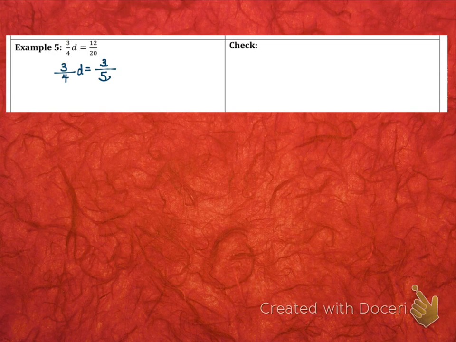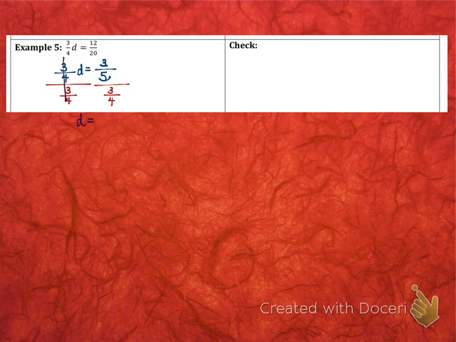Now, in between the d and the 3/4 is multiplication. To undo multiplication, we're going to divide. And you're going to divide both sides by 3/4. Now this might look pretty gross because you're typing in a fraction divided by a fraction, but just keep in mind you'll have your calculator with this chapter. So you need to get used to the buttons on your specific calculator. When you divide 3/4 by 3/4, it becomes 1, and you're just left with d on the left side.